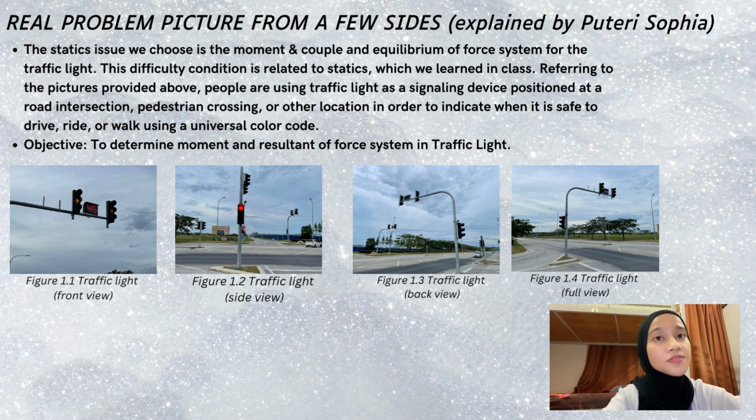The photographs above show people using traffic lights as a signaling method when driving, riding or walking. We photographed the scene from many angles including front, side, rear and full view. From the traffic light, we noticed they have pin support, fixed support and also couple moment that are related to what we study.